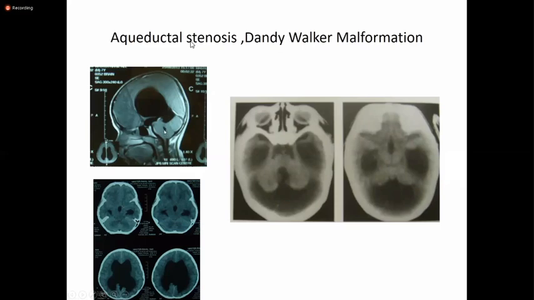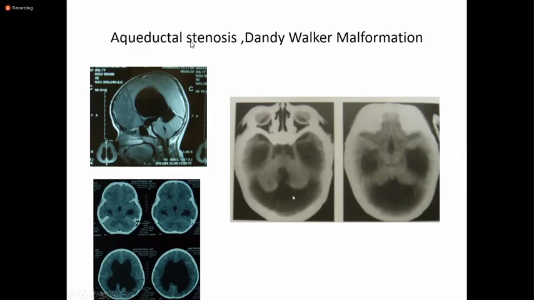The fourth ventricle on the MRI is very small. If this was communicating hydrocephalus, for example, the CSF is going through over here, and the fourth ventricle would also be dilated. But here the fourth ventricle is small, which means that there is aqueductal stenosis. The line of the aqueduct is this one.